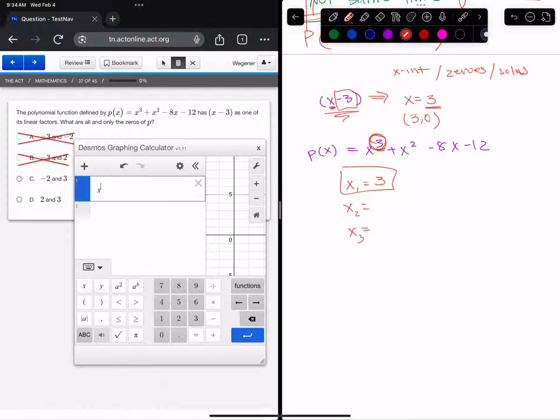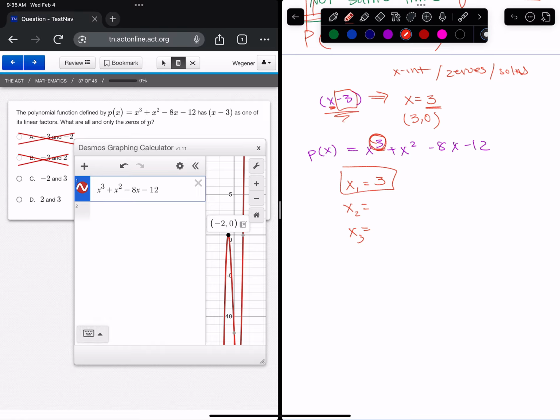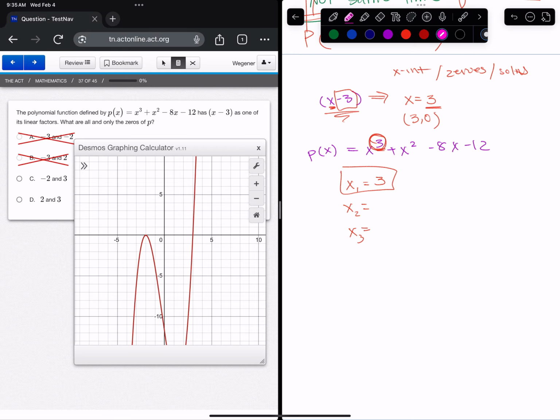So x cubed plus x squared minus 8x minus 12. And then it looks like here's that 3 comma 0 that we found earlier, and the other one is negative 2. Now, some of y'all might be like, wait, the fundamental theorem of algebra says there should be 3 solutions. Well, actually, let's look at this.